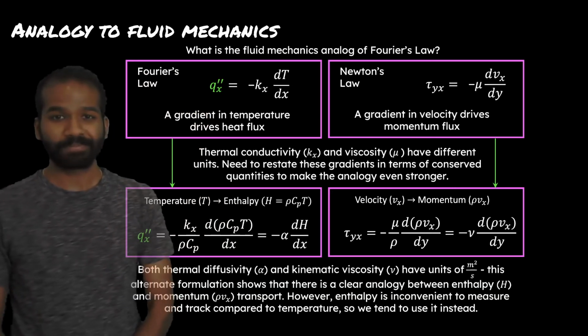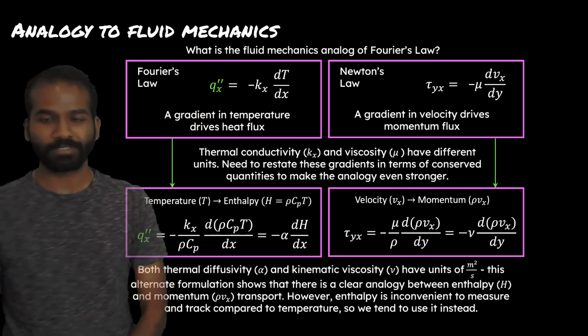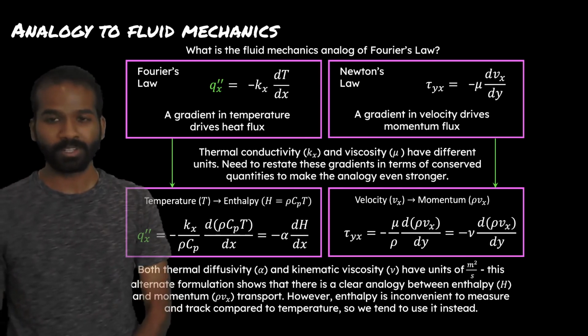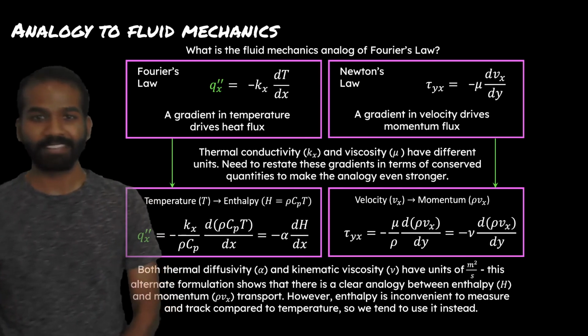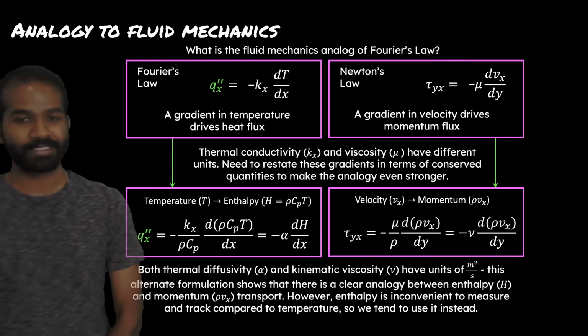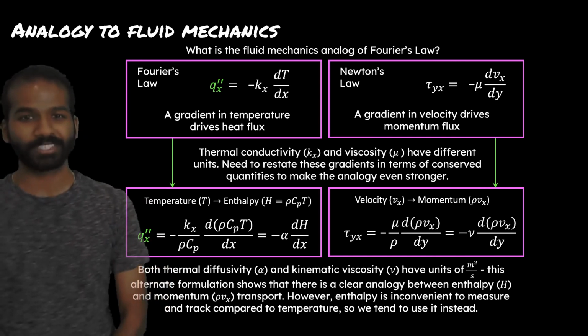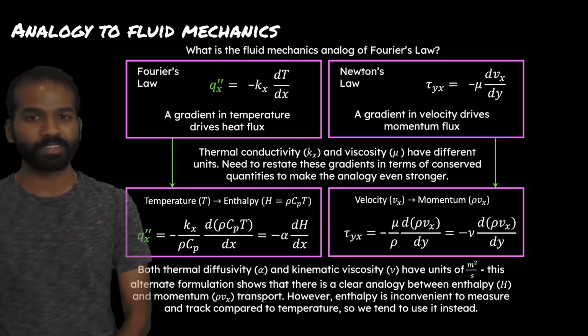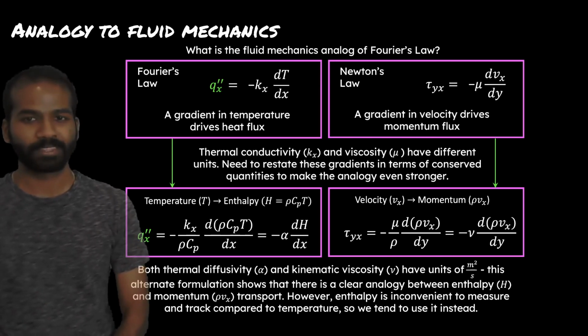And what is neat here is that alpha, the thermal diffusivity, and nu, the kinematic viscosity, in fact have the same units. They have units in meters squared per second. So when we express everything in terms of conserved quantities, the parallels between the new formulations of Fourier's law and Newton's law become even stronger. There is a clear analogy between thermal energy moving and momentum moving.